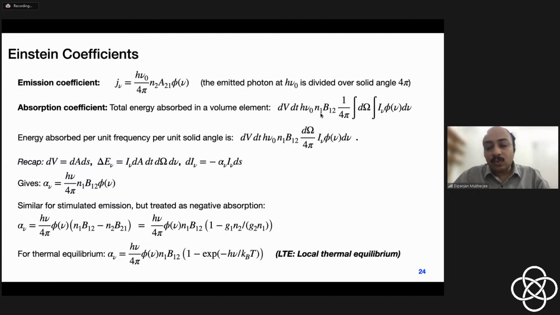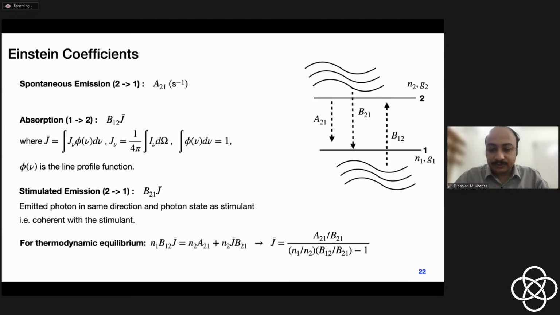Now, if there is n1 number of atoms at the lower state, the total energy incident is the solid angle average quantity, which is J nu. J nu, remember, is solid angle average. So we integrate over the frequency and over the line profile function, which gives a finite width, and average it over the solid angle. This gives you this quantity J bar, and J bar is J nu integrated over the line profile function, and J nu is the solid angle average of I nu.